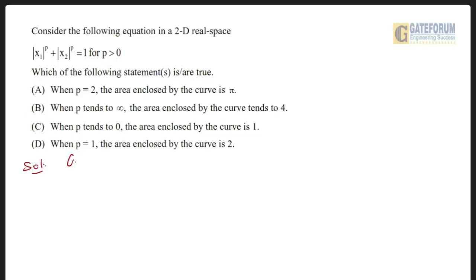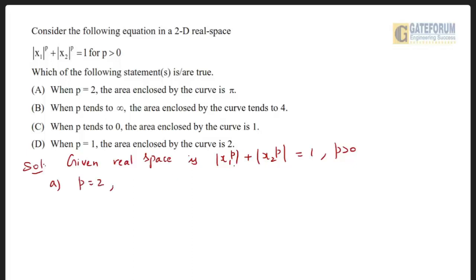So the given real space is mod x1 power p plus mod x2 power p is equal to 1, p greater than 0. What is option A given? P is equal to 2. Let us take this as equation 1.